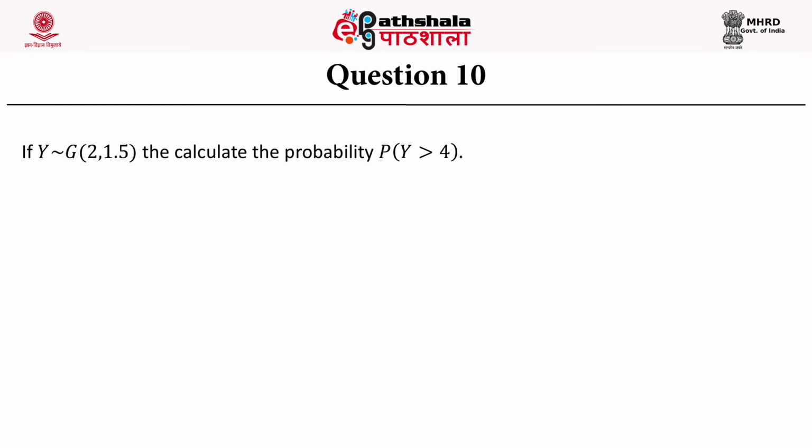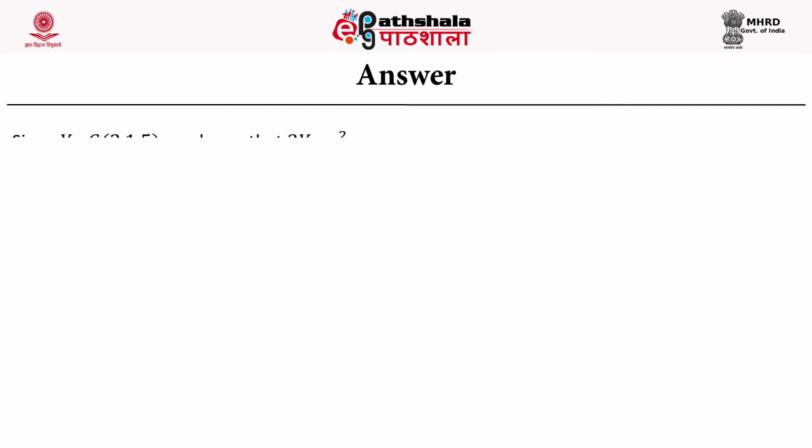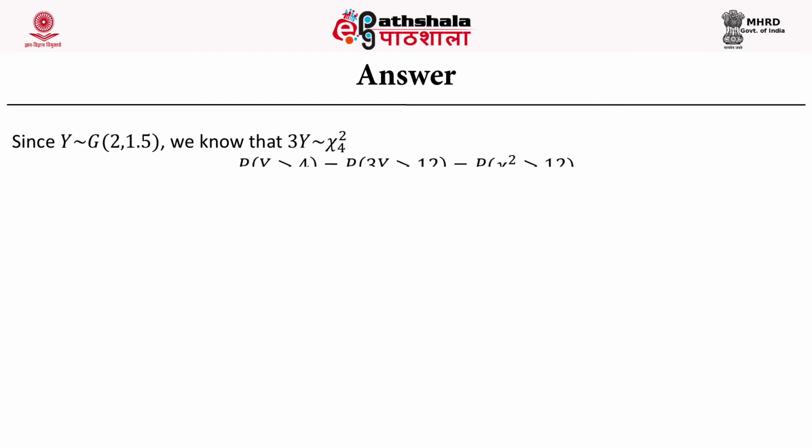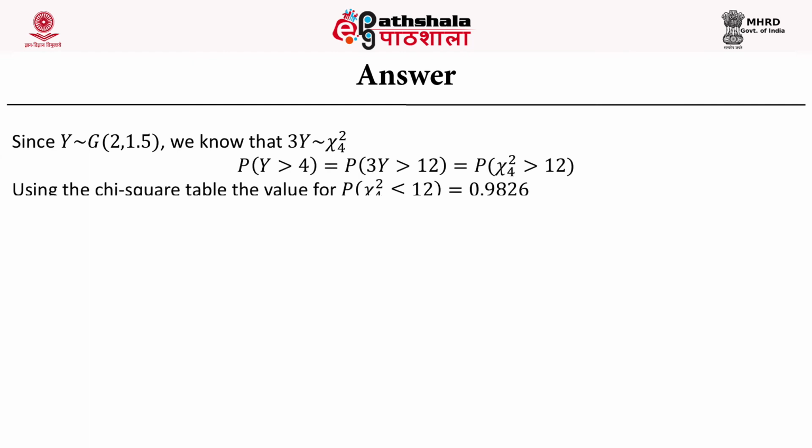If y follows a gamma distribution with parameters 2, 1.5, then calculate the probability of y greater than 4. Since y follows a gamma distribution with parameters 2, 1.5, we know that 3y follows a chi-square distribution with parameter 4. So the probability of y greater than 4 is equal to the probability of 3y greater than 12, that is, the probability of chi-square with parameter 2 alpha greater than 12. Using the chi-square table, the probability of chi-square 4 less than or equal to 12 is equal to 0.9826. So the probability of y greater than 4 is equal to 1 minus 0.9826, which is 0.0174.